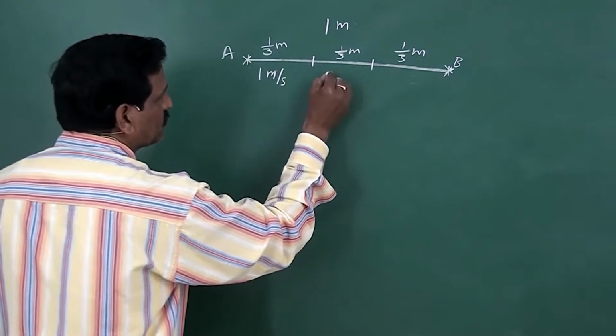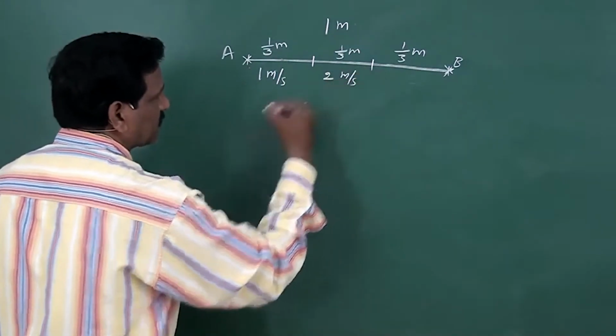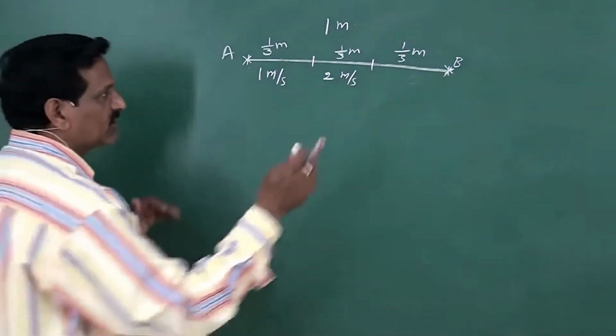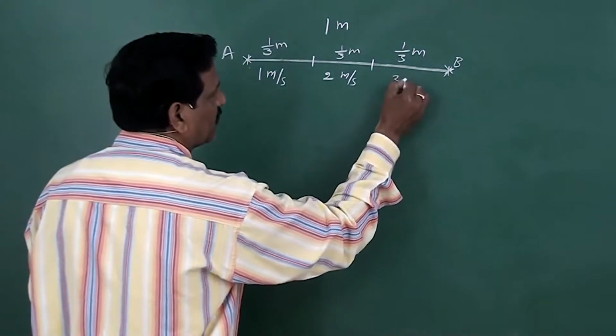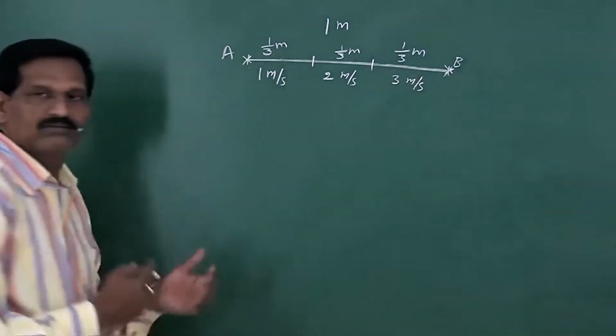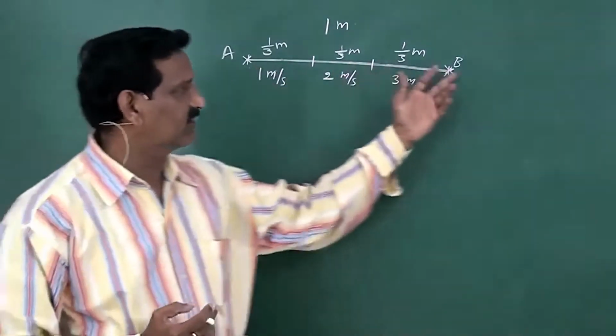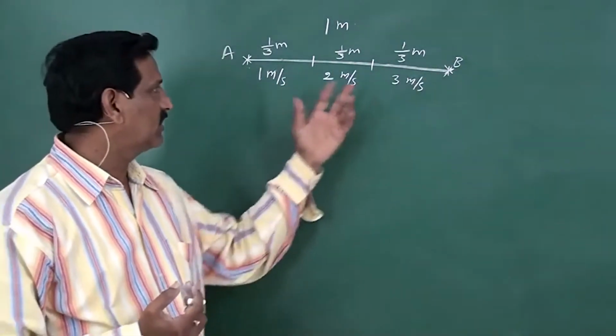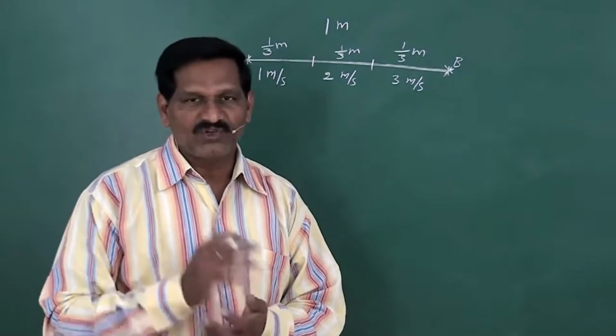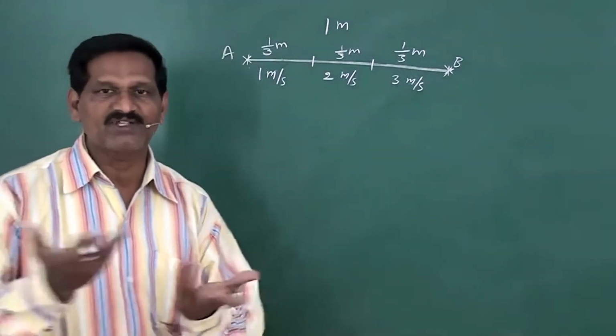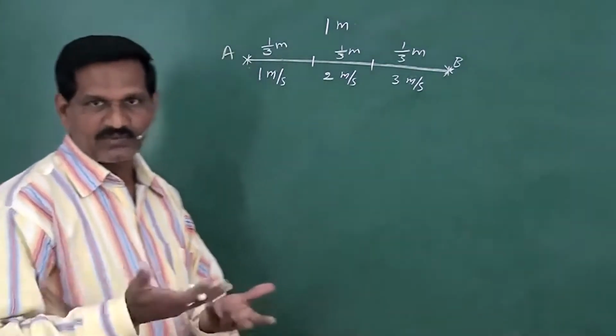Second 1/3, it moves with a speed of 2 meter per second. And in the third case, it moves with a speed of 3 meter per second. So this is the total journey, and this total journey is covered with different speeds. Hence you get average speed. Then average speed comes into picture.